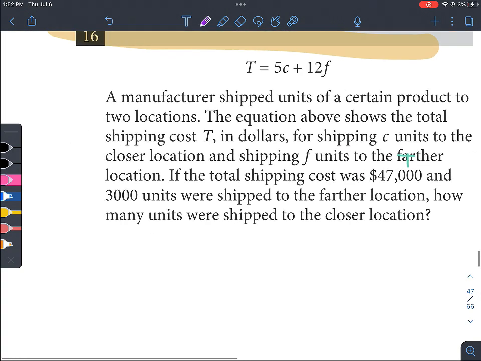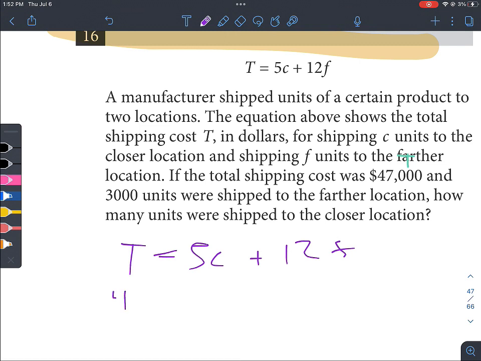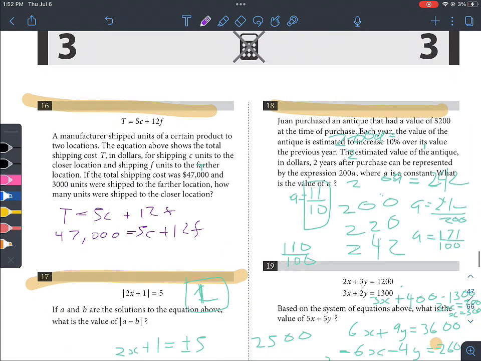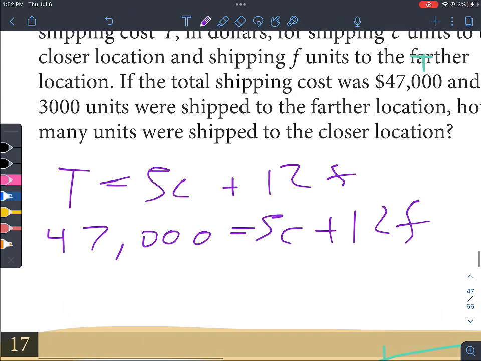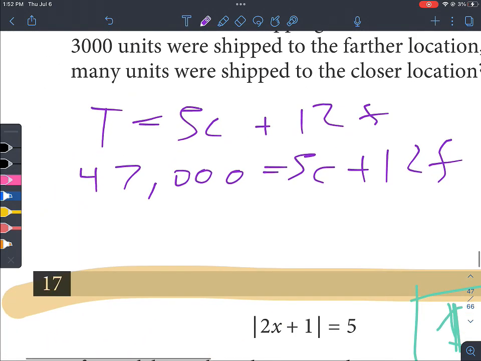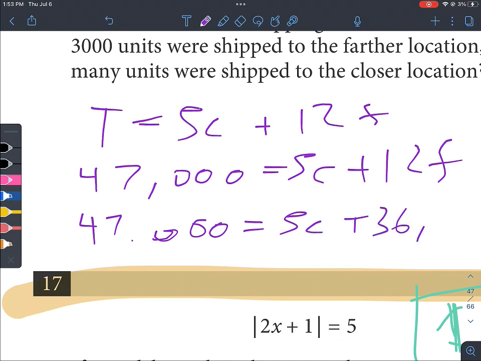I'm gonna go quiet real quick. 5C plus 12F stuff. So C in this thing is 47,000, right? Equals 5C plus 12F. Oh, wait. 3,000 times 12, that's 36,000. Okay. Oh, wait, so I was just being dumb the whole time. 47,000 equals 5C plus 36,000. Next time I actually have to read the questions.